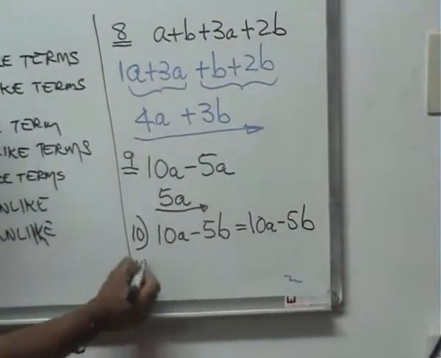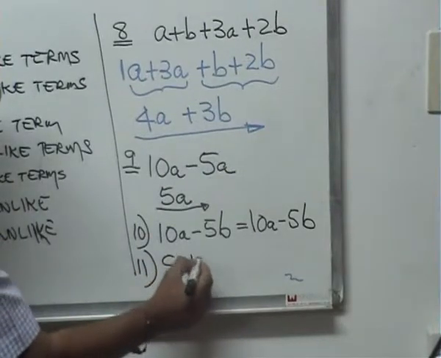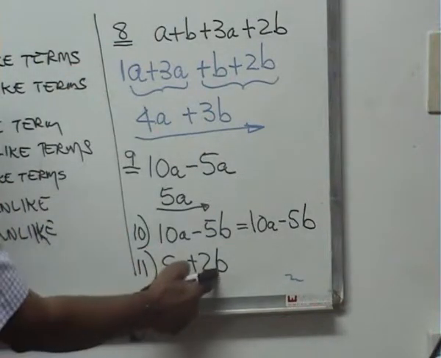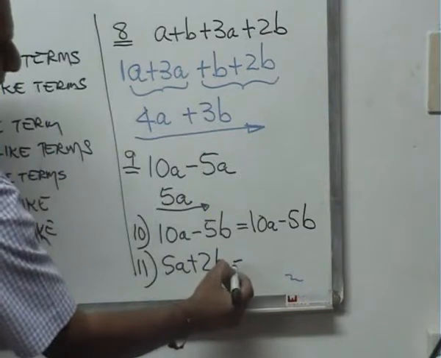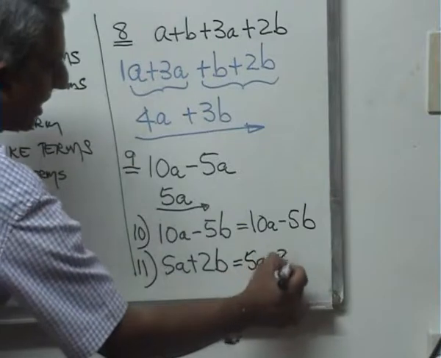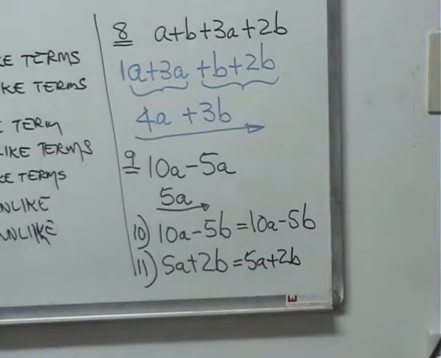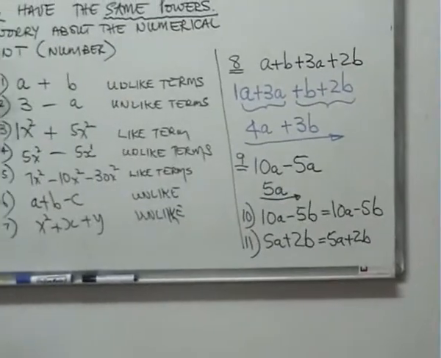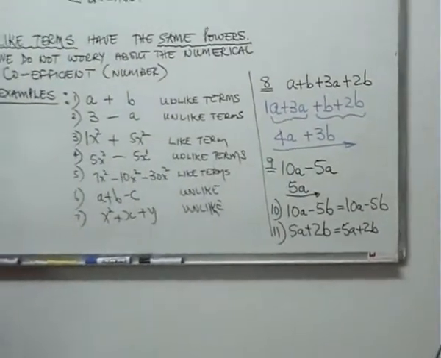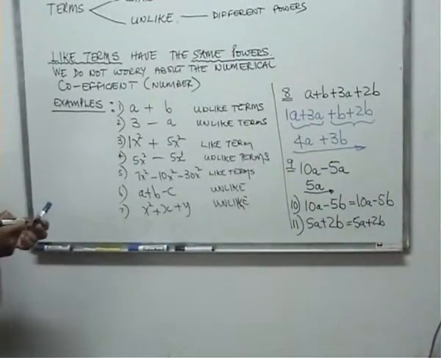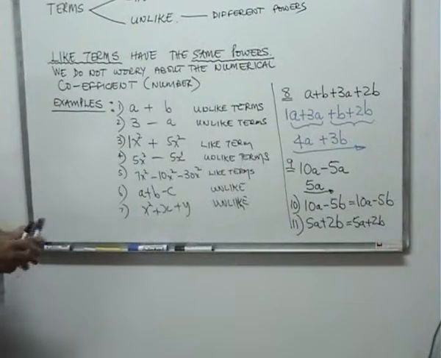And number 11, 5a plus 2b. These are unlike terms because this is a, that's b. The powers are different. I cannot add them up, so it remains the same. So I'm just going to write 5a plus 2b again. It remains the same. So that's why we were learning powers before, because powers is now helping us to differentiate between like and unlike terms. All right, now what we're going to do is we're going to give you a little exercise where you'll have to differentiate like terms and unlike terms.